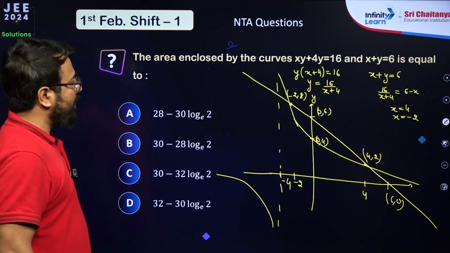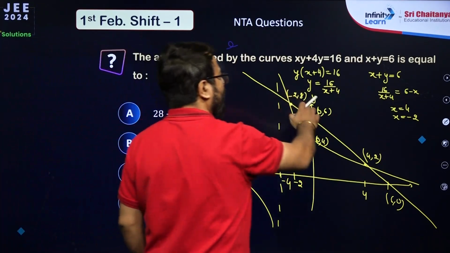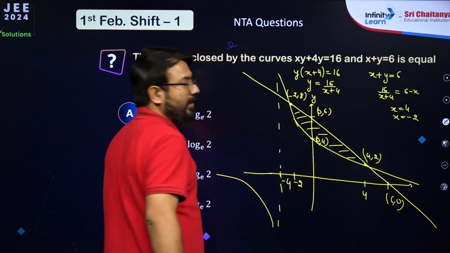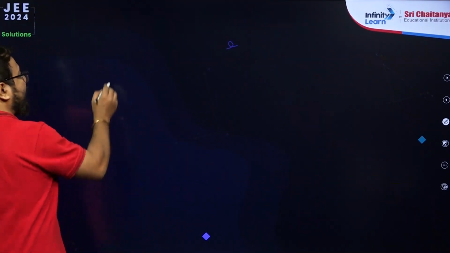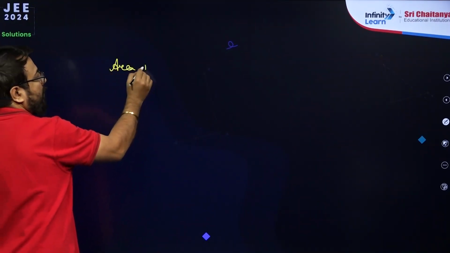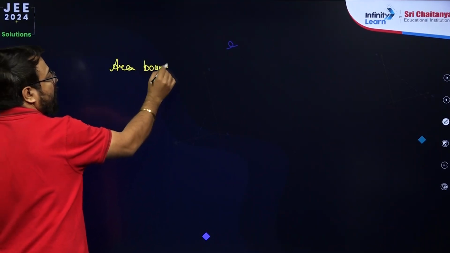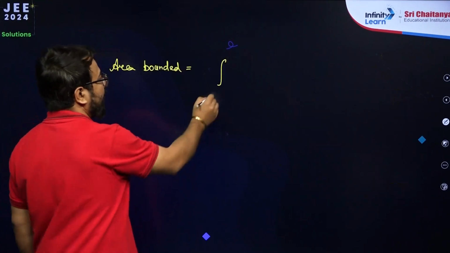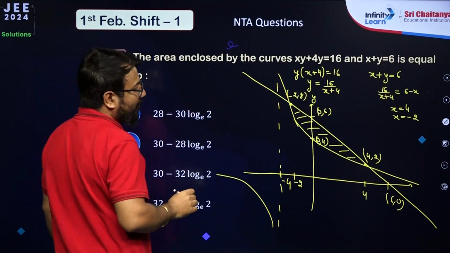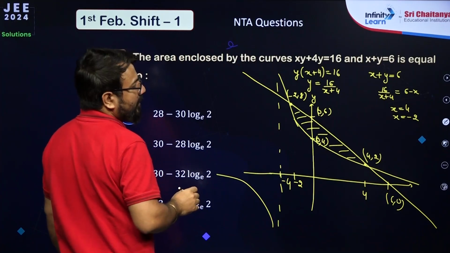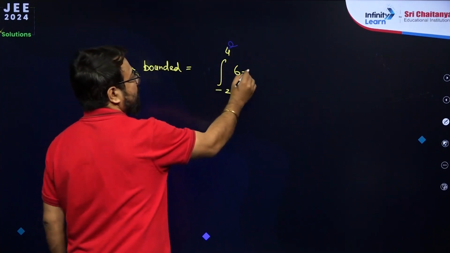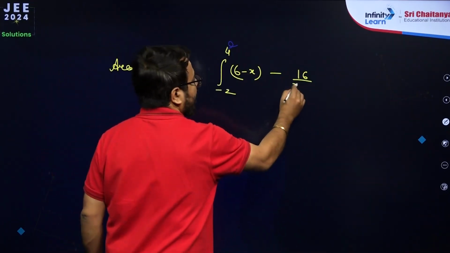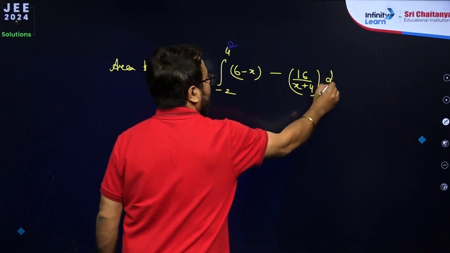After this point, this is a type of a hyperbola and this is a straight line. This is the area enclosed between these two curves. I want to get the shaded region. So area bounded between the curves can be determined by integration from negative 2 to 4. Y of upper curve is actually what? It is the line, that is 6 minus x, and minus y of lower curve is 16 over x plus 4, and this is being written as dx.